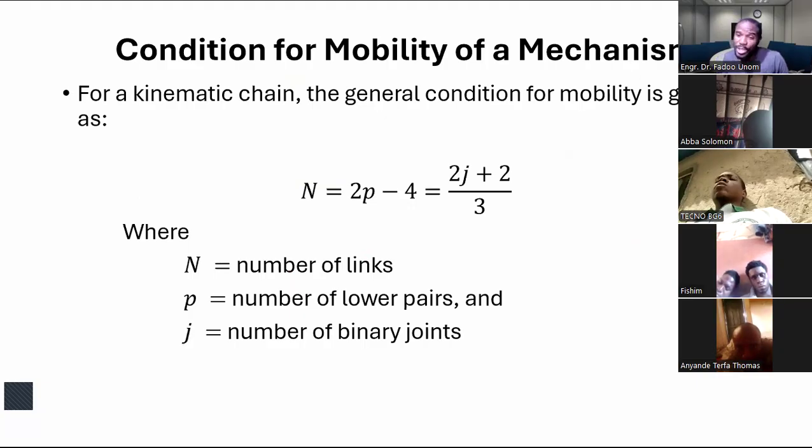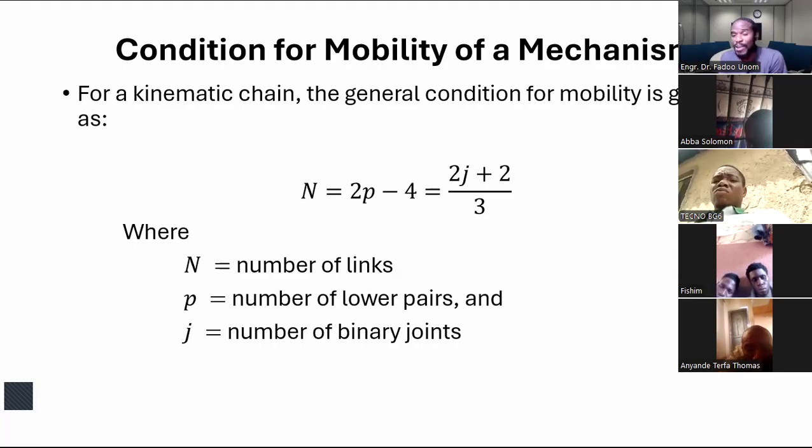Remember the equations? We had 2 equations that we're using to test whether an arrangement is a kinematic chain, a locked chain, or a non-kinematic chain. And you almost recognize it here. N here is the same as L as we had before. L equals 2p minus 4, which should be the same thing as 2j plus 2 all over 3. Both of these are amalgamated from those 2 equations. L equals 2p minus 4 and j equals 3 over 2L minus 2. So we have these 2 equations where N is the number of links, P is the number of lower pairs, and J is the number of binary joints.